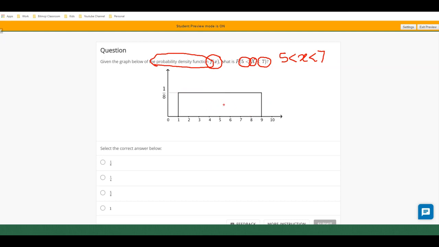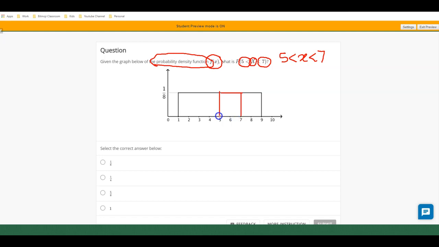And what are they asking me? They're asking me, okay, from 5, oops, not a perfect line, still not a perfect line. How do I draw straight lines? Yeah, from 5 to 7. There you go, 5 to 7. And I'm looking for area under the curve, 5 to 7.